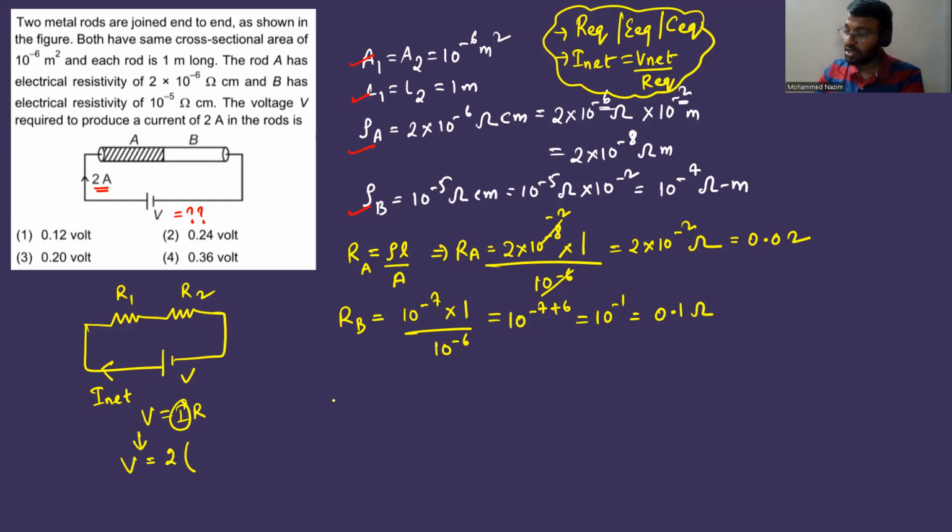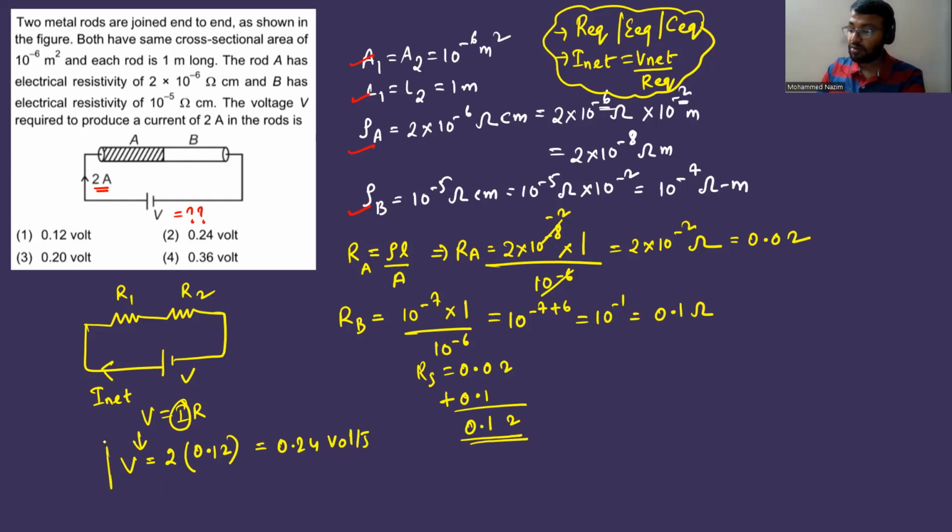So RS is going to be 0.02 plus 0.1. So this is going to be how much? 0.12. 0.12 into 2 will be nothing but 0.24 volts.